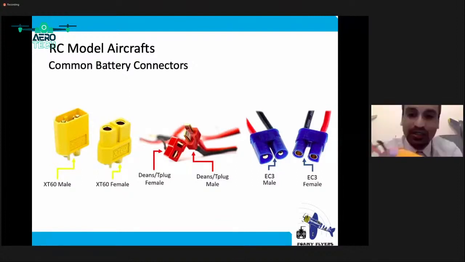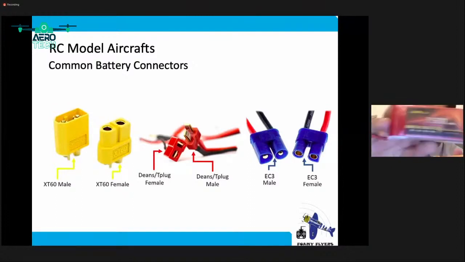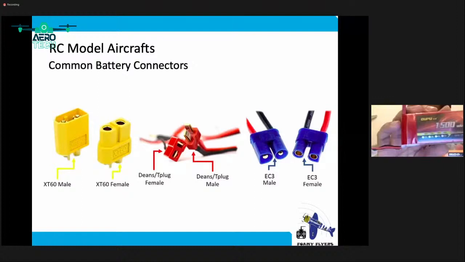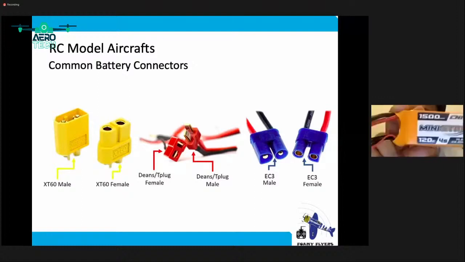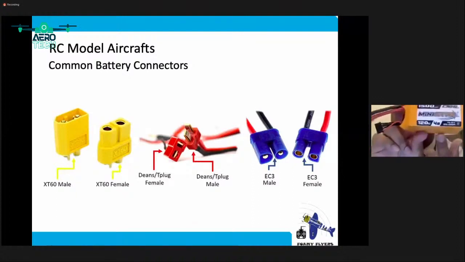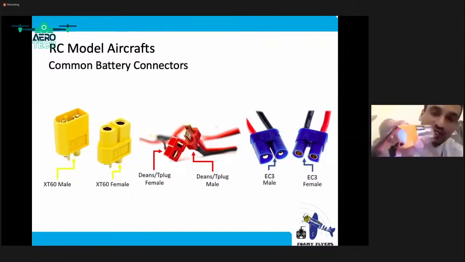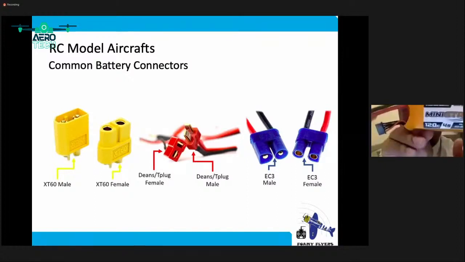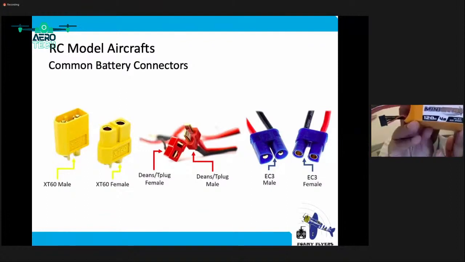And the other thing you need to know about batteries is, for example, this is a 1500 milliamp battery. This one is rated at around 25C. I don't know whether you can see at this stage. This is a 1500 milliamp battery as well, but it says 4 cells. So you have one extra cell than the other one. And the other thing is it has a higher discharge rate. For example, this has 120C.